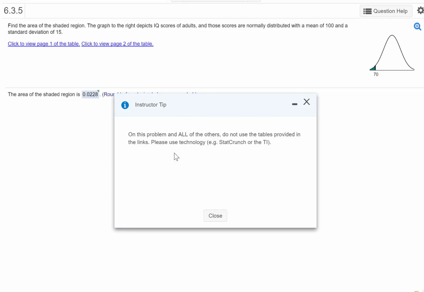And I've got an instructor tip here. It says, on this problem and all others, do not use the tables provided in the links. Please use technology, StatCrunch, or the TI. So this text has a lot of problems that have the table and a few that have technology. Well, they can all be done with technology. They can all be done with the table. So the better problems seem to be the ones that included the table. But you can ignore that. We're not going to be using the table.